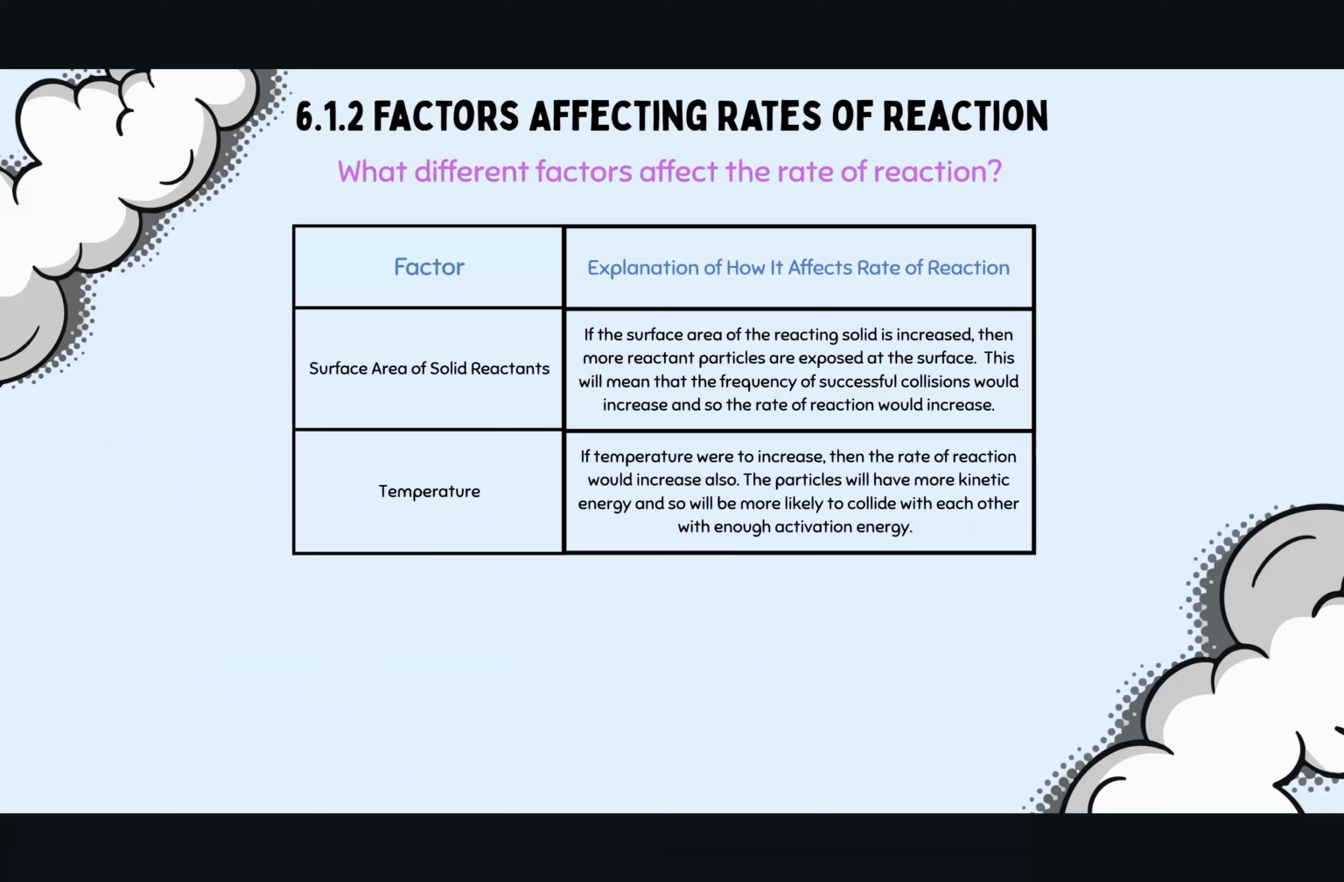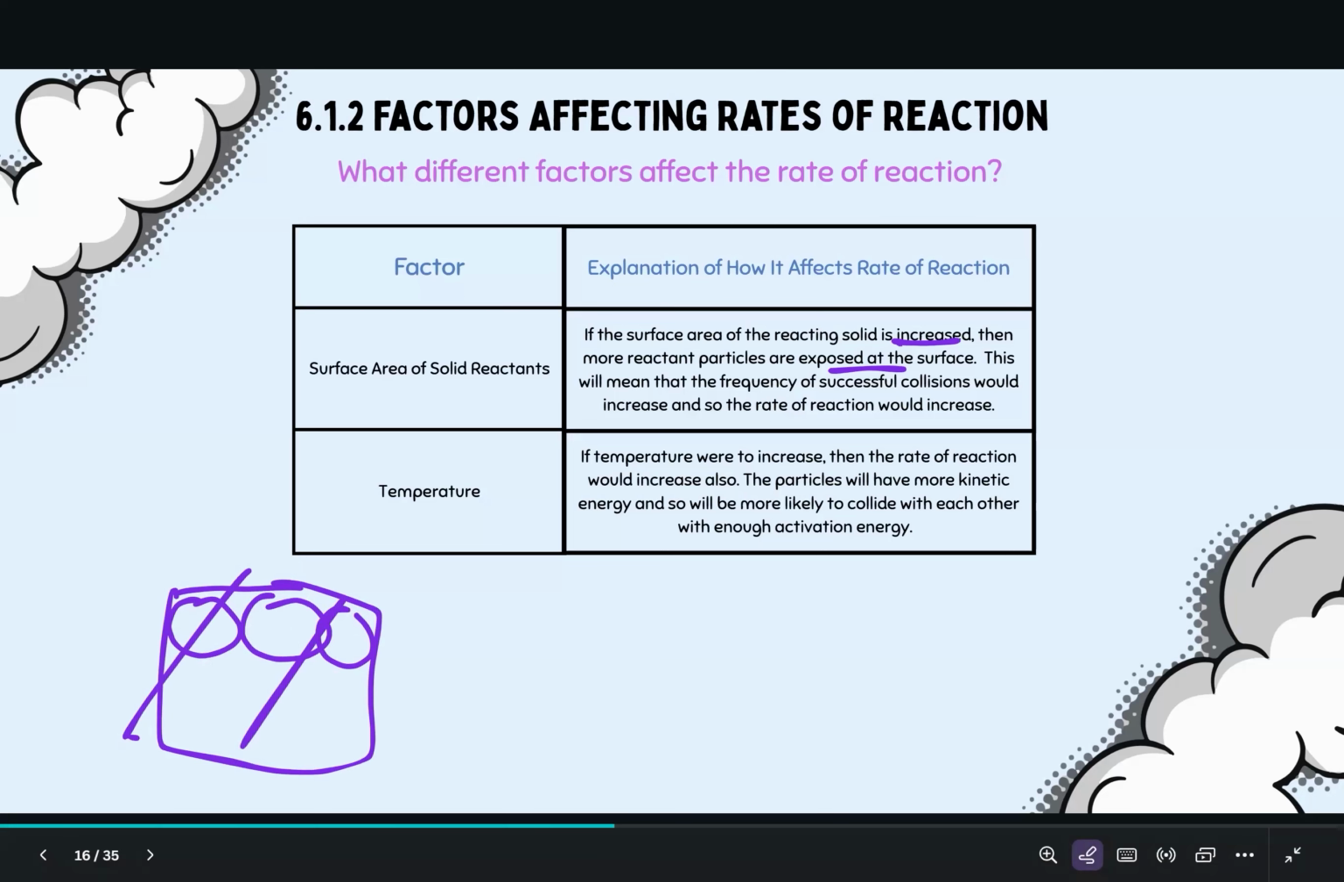Okay, surface area. If the surface area of a reacting solid is increased, then more reactant particles are exposed to the surface. This will mean the frequency of collisions increases and the rate of reaction increases. So let's have a look at this. Let's say you've got a solid, and let's just do it as 9 particles. Actually, sorry, we'll do it as 12.